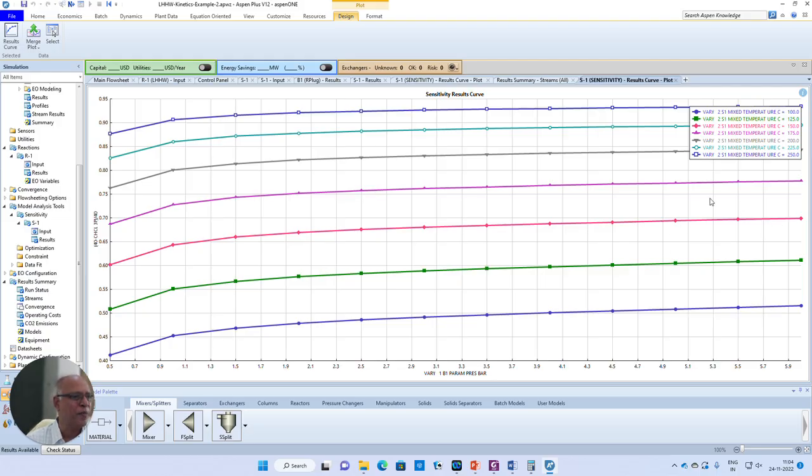Conversion is more or less remaining constant, or more or less coming to a standard value, though there is a small increase. So now you can see from this chart that both temperature and pressure increase are favorable to have higher conversion of chloroform. So I think we are through with this.